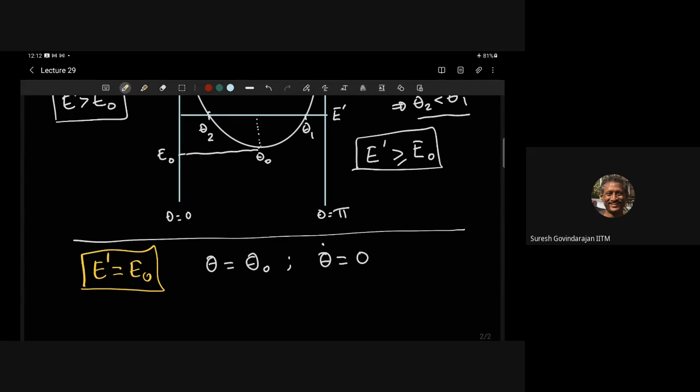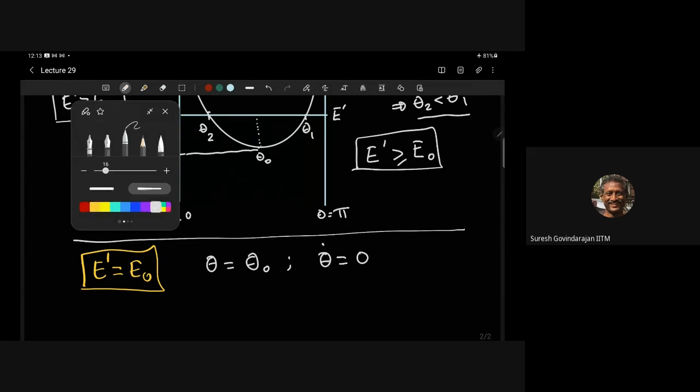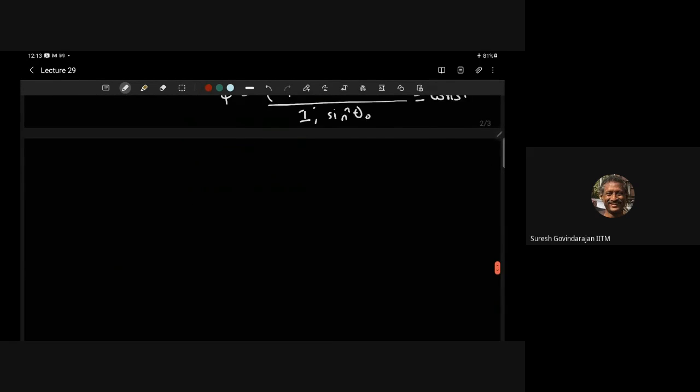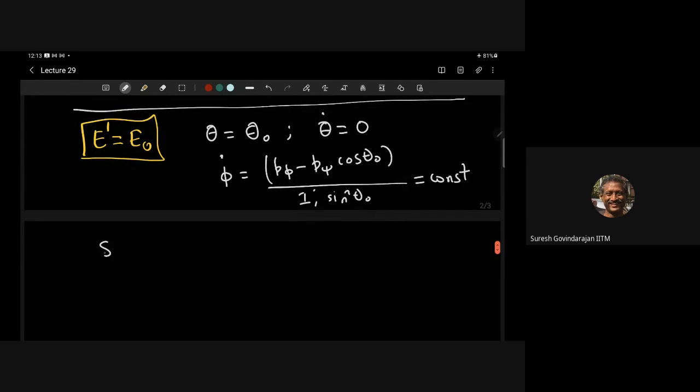Now what can we say about phi dot? Look at the expression for phi dot. It is p phi minus p psi cosine theta, but theta is fixed to theta naught, so it is p psi cosine theta naught by I1 prime sine square theta. So this is just some constant. Is this clear? Similarly, psi dot is also constant.